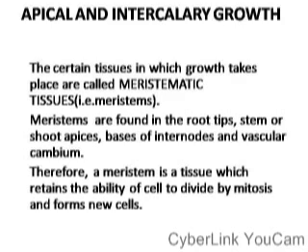Meristems are found in the root tips, stem or shoot apices, the bases of internodes and vascular cambium. This vascular cambium consists of the cells that are responsible for the secondary growth or thickening. That is, cambium cells are the cells that are responsible for the secondary growth. Therefore, a meristem is a tissue which retains the ability of cells to divide by mitosis and forms new cells.